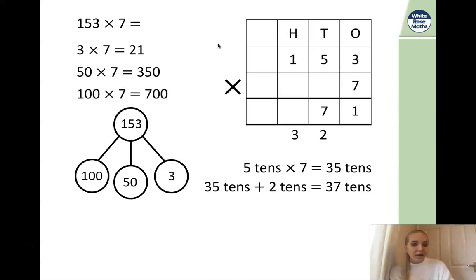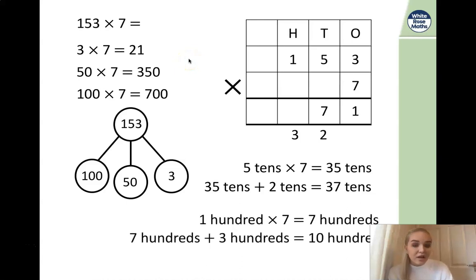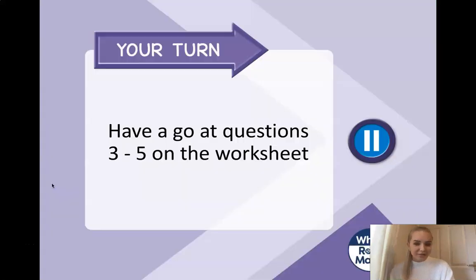Our final part then is our hundreds. We know that we have 100 7 times. So 100 multiplied by 7 is 700, but we need to add on these 300s here. What is 700 add 300? Absolutely, 1000. So this time we have 10 hundreds, which is the same as our thousands. So we need to open up another column and add it in. So our answer to this question is 1071. Okay, now it's your turn to answer questions 3, 4 and 5 on the worksheet. Can you pause the video, please?